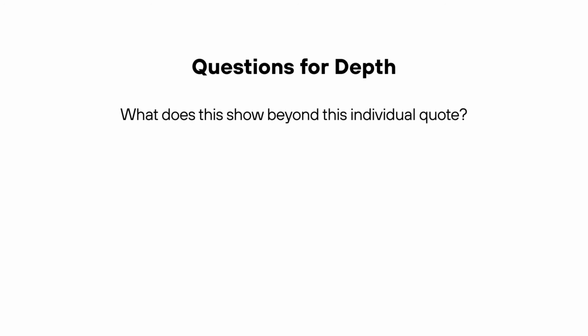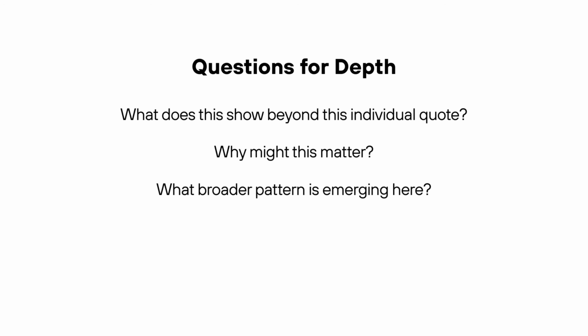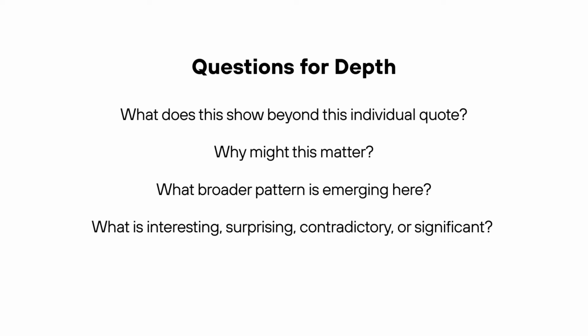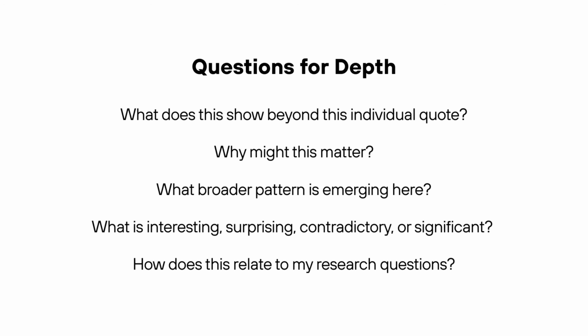Here's a simple method to help you add depth immediately. After every paragraph in your findings chapter, ask these questions. What does this show beyond this individual quote? Why might this matter? What broader pattern is emerging here? What is interesting, surprising, contradictory, or significant? How does this relate to my research questions?